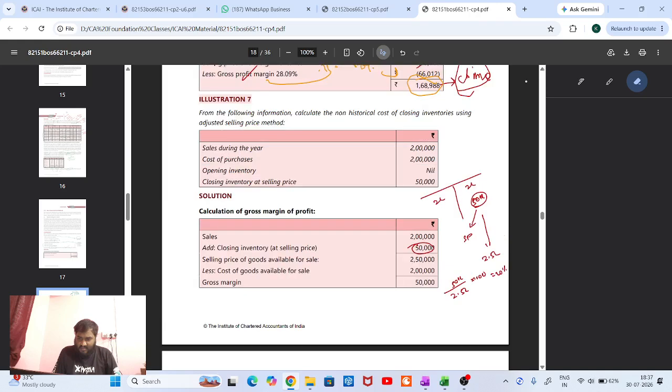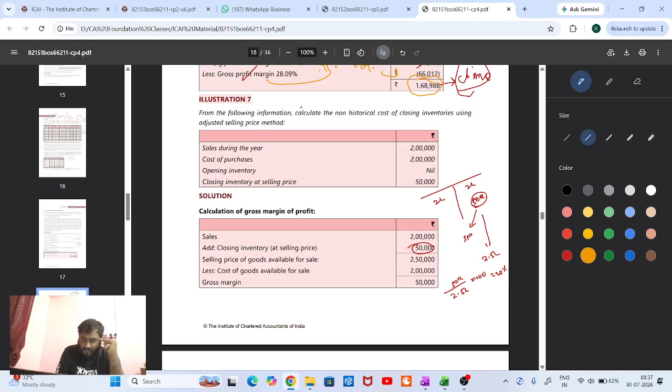And then question number 7, illustration number 7. From the following information, calculate the non-historic cost of closing inventories using the adjusted selling price method. During the year, the cost of purchases is 2 lakh. Opening inventory is nil. Closing inventory at selling price is 50,000. Remember, selling price includes cost plus profit.